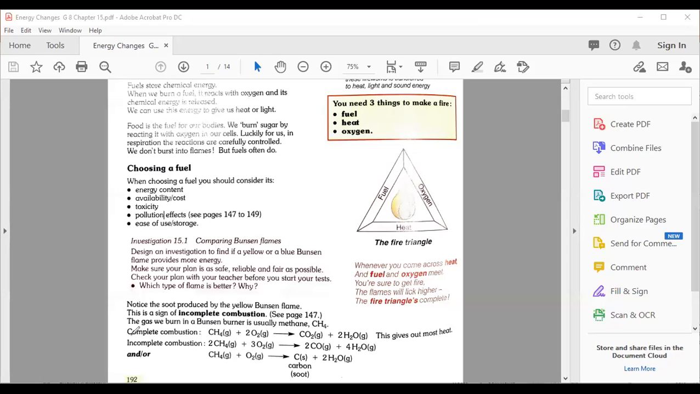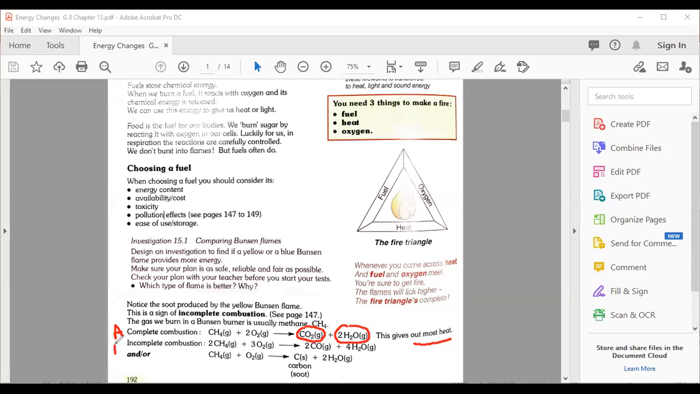Okay, this is the equation of complete combustion. So you can see here, in complete combustion, this is the methane gas, plenty of oxygen is here, and it gives you carbon dioxide, CO2. That is your first product. Then water, H2O, and it gives out the most heat. This is your flame A, where you got a blue flame. Complete combustion is going on there.